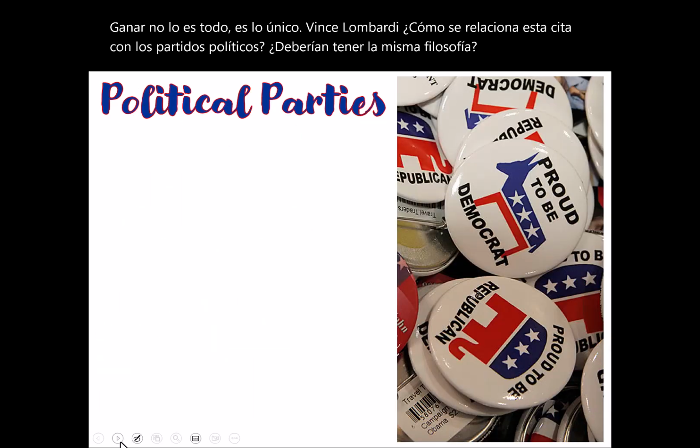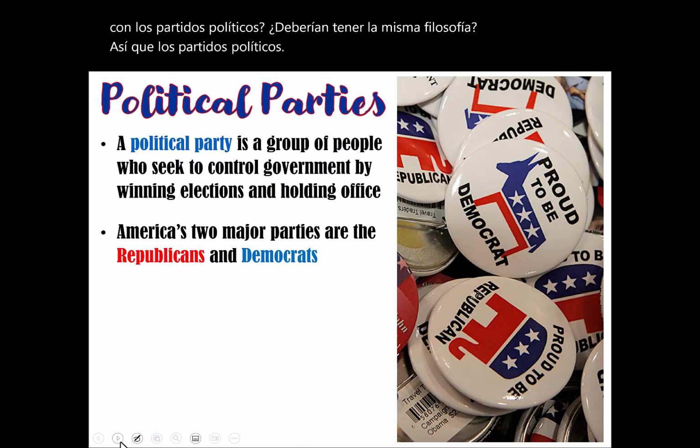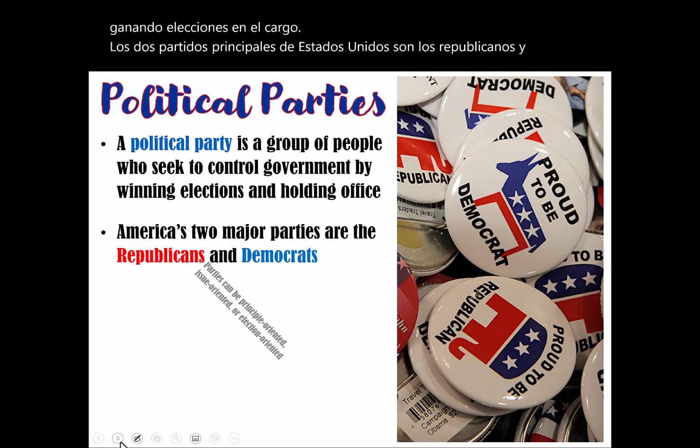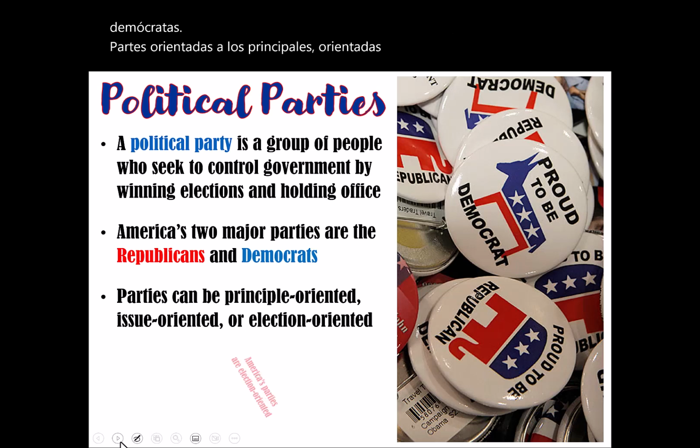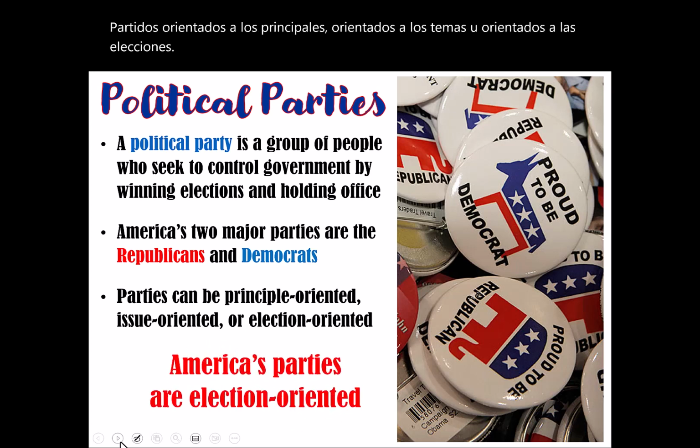So, political parties. A political party is a group of people who seek to control government by winning elections in office. America's two major parties are the Republicans and the Democrats. Parties can be principle-oriented, issue-oriented, or election-oriented. America's parties are election-oriented.